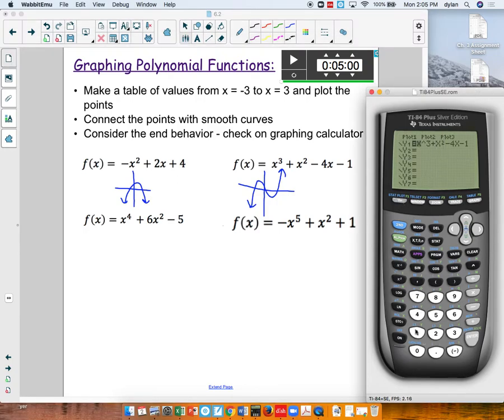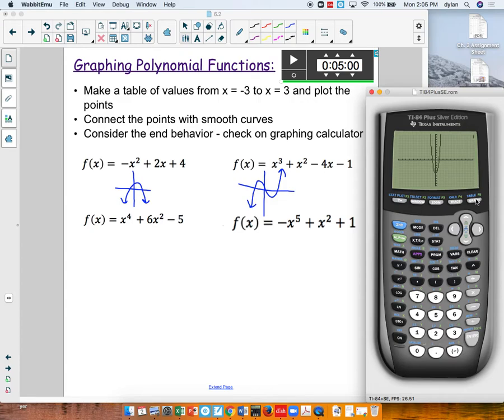Now, the next ones, we're getting into some newer types of polynomials, and this is really the focus of chapter 6, which is going to be on polynomials with exponents higher than 2, and often higher than 3. So we've got x to the 4th plus 6x squared minus 5.